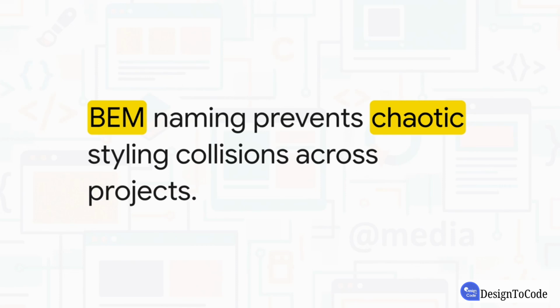Look at this naming anatomy for a second. box__button--red. The block is your standalone component, the box. The element is a smaller piece inside it, the button, separated by 2 underscores. And the modifier, separated by 2 dashes, is just a visual tweak, like red. This strict naming convention is an absolute game changer for preventing chaotic styling collisions across your projects.